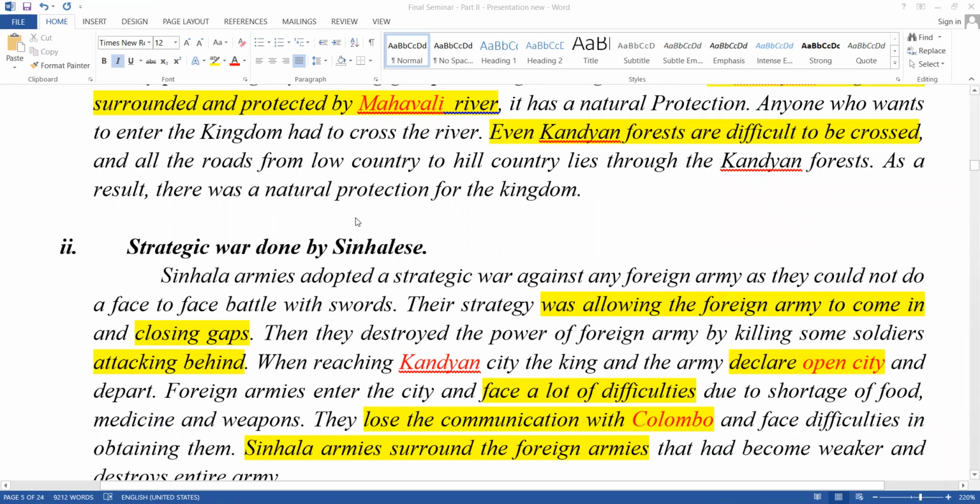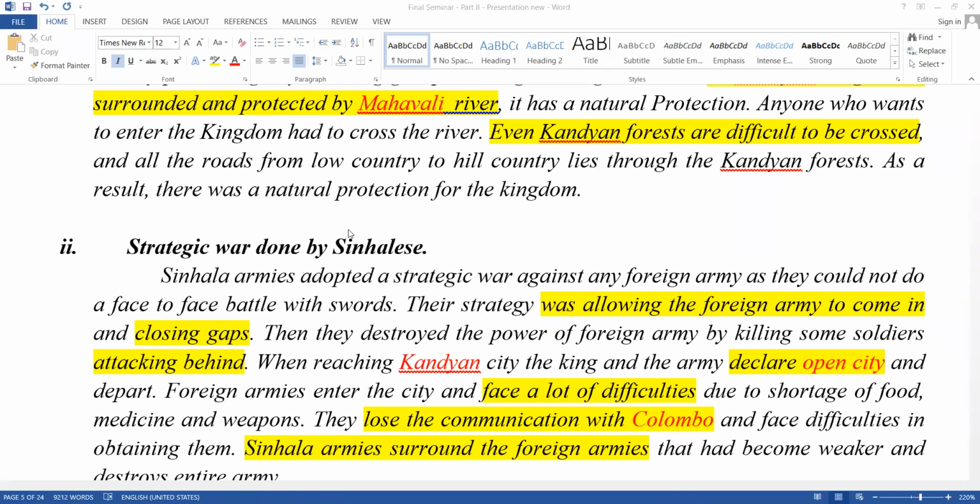And the third heading is skills of Sinhala kings. Many Sinhala kings defeated Portuguese. Rajasingha the first, as Prince Tikiri, did the Mulleriyawa battle against Portuguese, and they received the worst defeat that they ever faced in Asia.